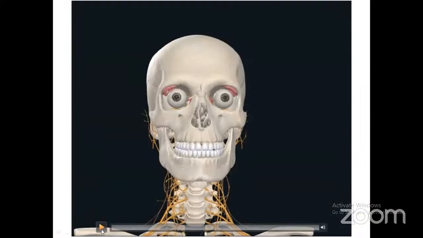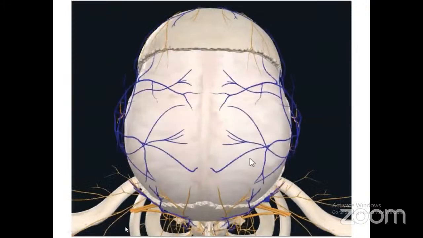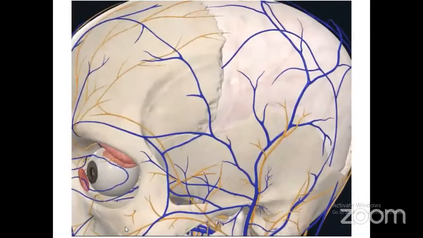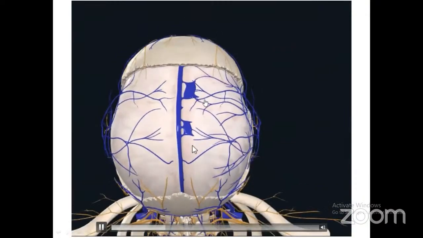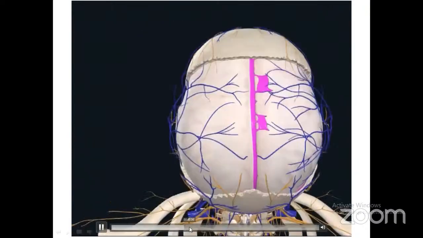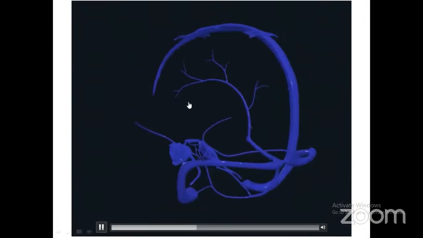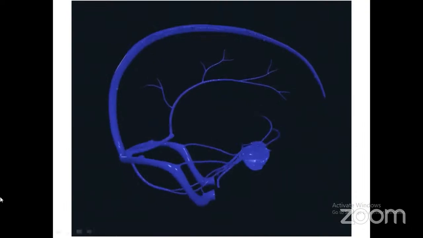So once we see this animation, when you're seeing from above, the dura mater is completely covering the cerebral hemispheres and brainstem. But in some places, it sends inward projections called dural folds. Once you take out the outer layer, you can see this is the superior sagittal sinus, present in the midline, along the upper margin of the falx cerebri. So once you isolate here, you can see this is the view of the dural venous sinuses. This is how you will observe the dural venous sinuses.